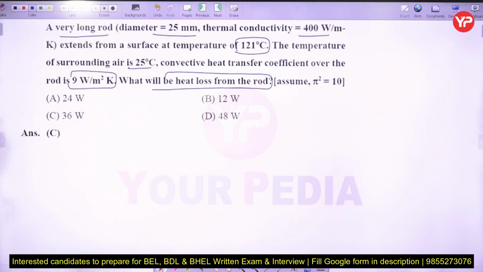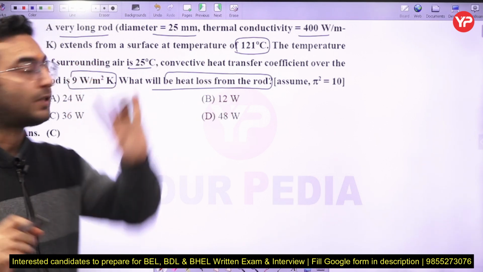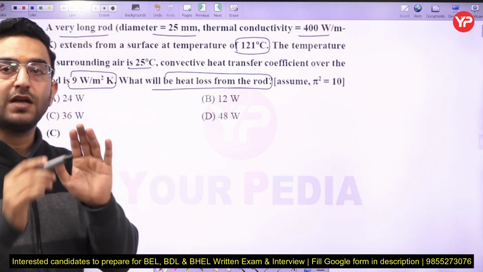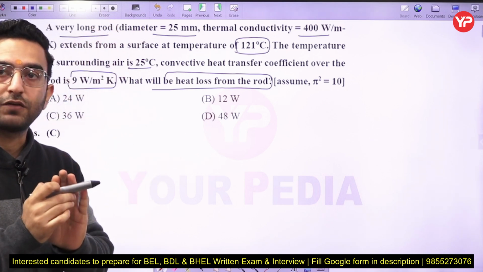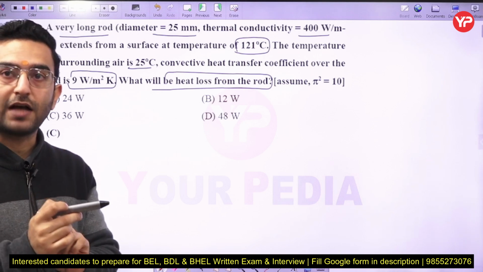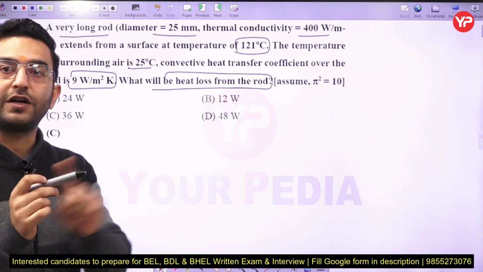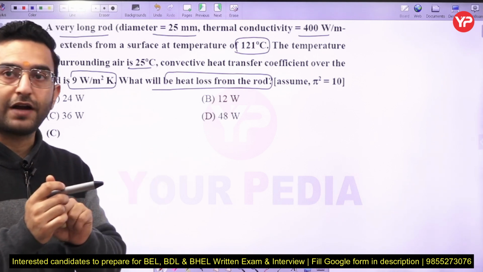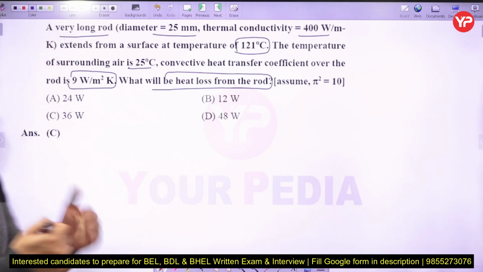Okay, so just read out the question very carefully. It is specifically mentioned that the rod is very long. That means it is basically a question from heat transfer, specifically from the chapter fins. Here it is asking you to assume the fin as infinitely long. Okay, we have an infinitely long fin over which the heat is transferring here.